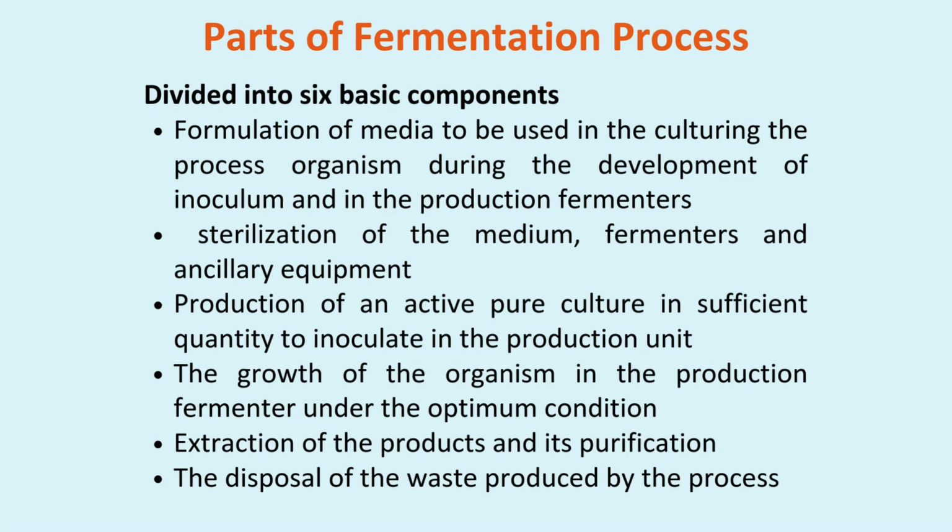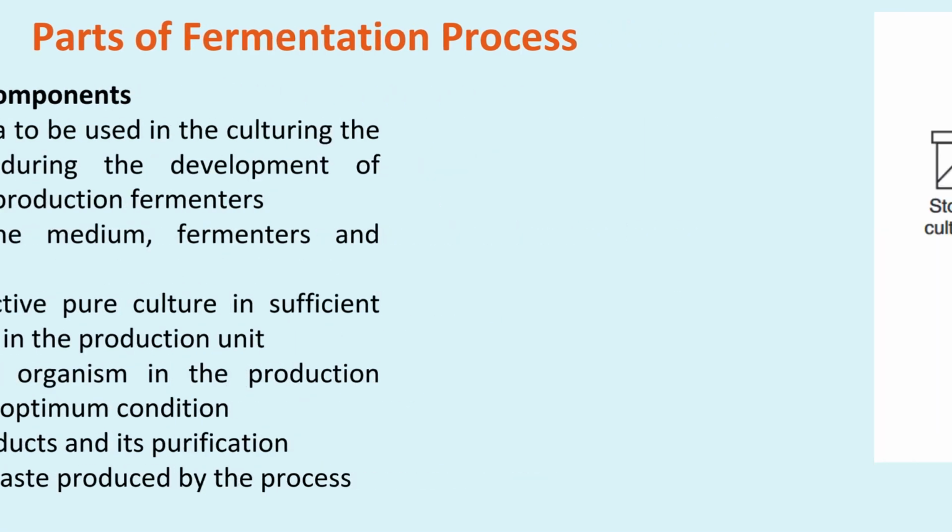Components of a fermentation process. Now let's break down the parts of a fermentation process. There are 6 basic components. 1. Formulating the growth media for the inoculum and production stages. 2. Sterilizing the medium and all equipment. 3. Producing an active pure culture in large enough quantity for inoculation. 4. Growing the organism in the main production fermenter under optimal conditions. 5. Extracting and purifying the desired product. 6. Disposing of the waste generated by the process.